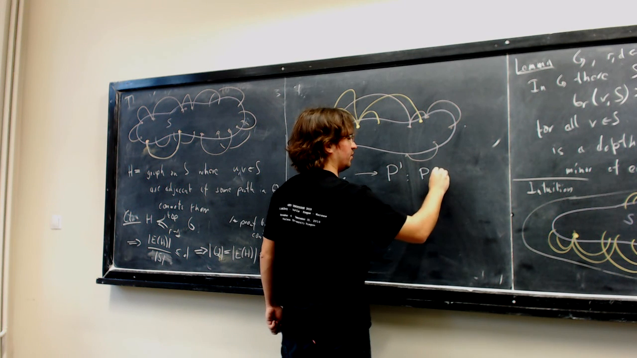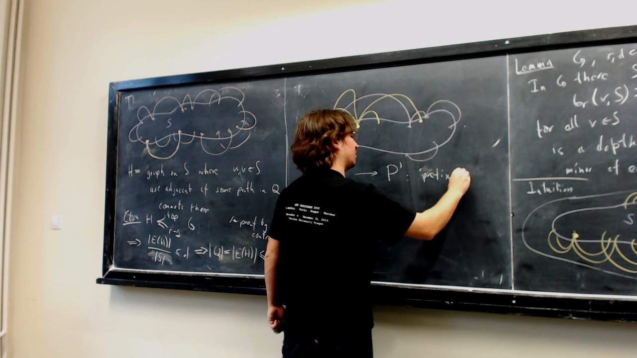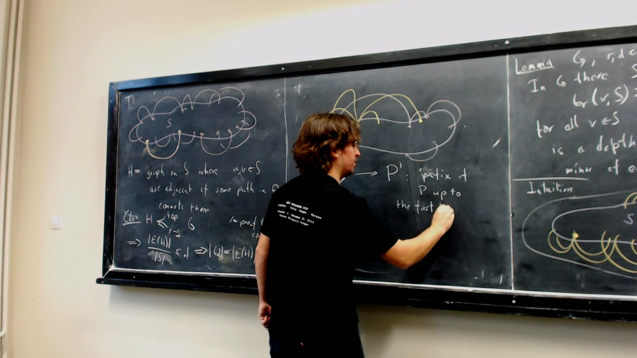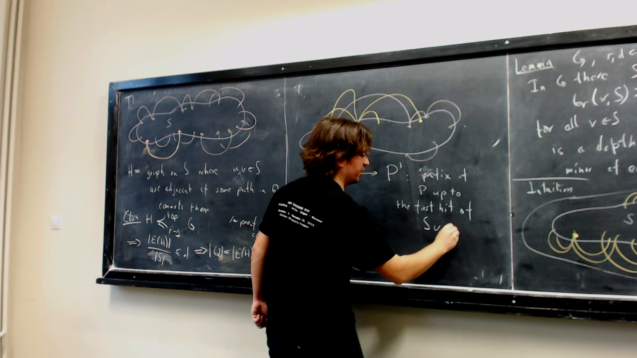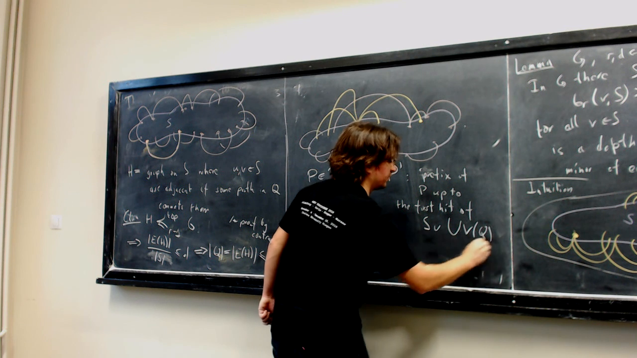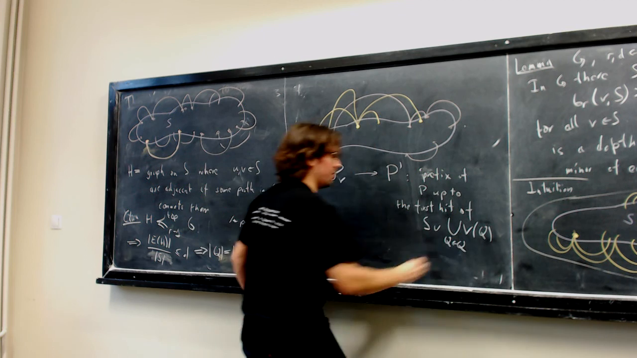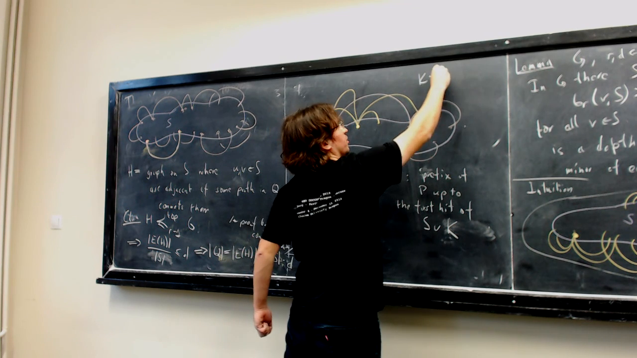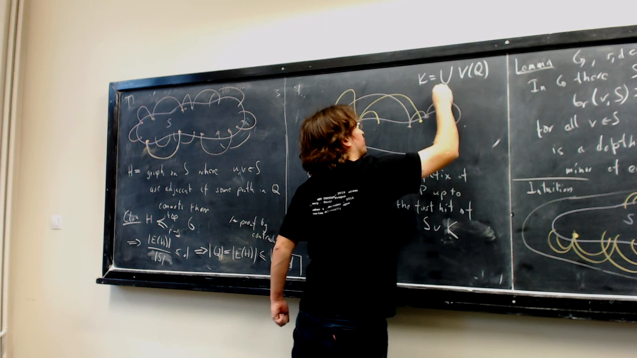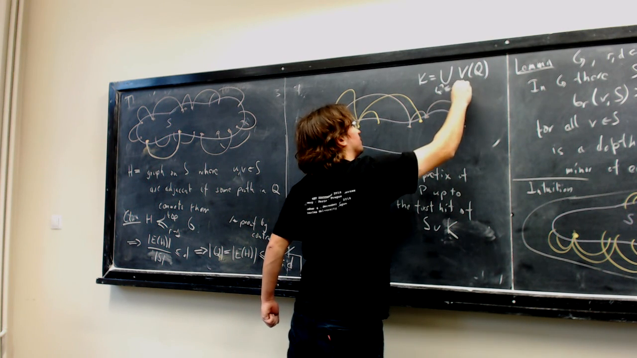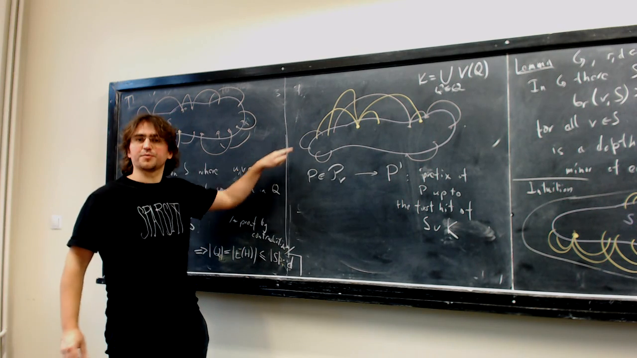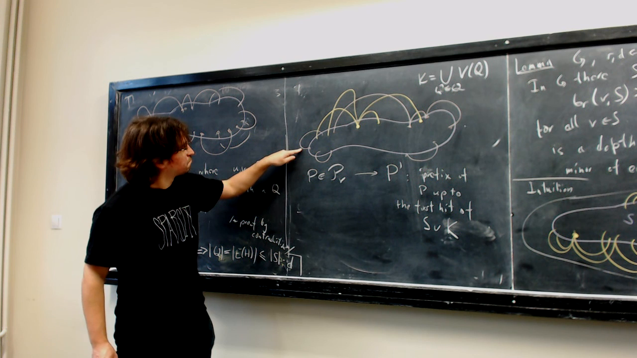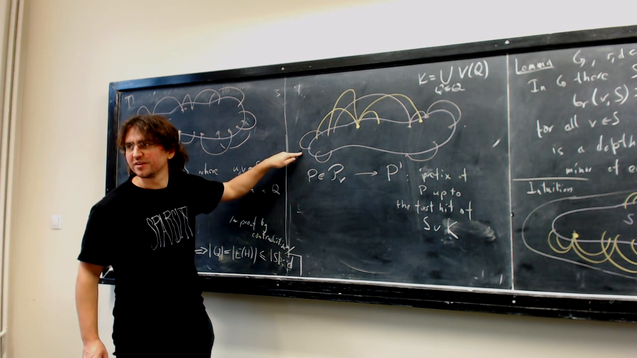This is P, or prefix of P, up to the first hit of, let's say, S union all the vertices of Q. Maybe you can actually name it somehow. Maybe I can write name K. K is just the union of all the vertex sets of paths from Q. So this is the set of all the vertices that participate in all the paths from Q. So all the pink vertices. On this picture, this is pink? Yeah, thank you.